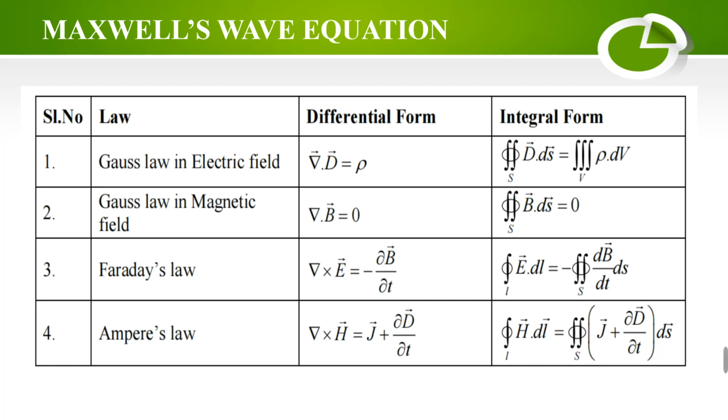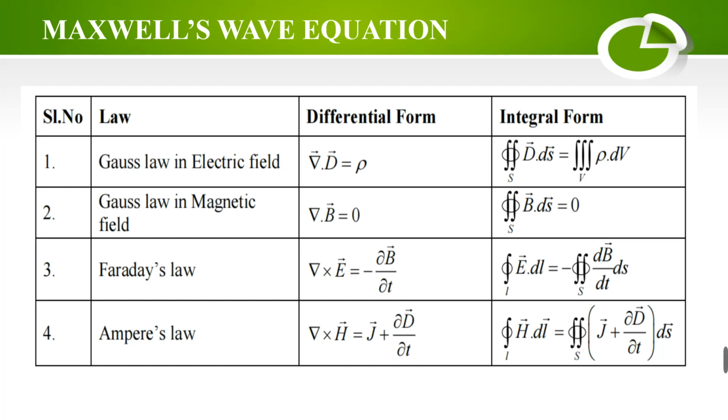We have studied Maxwell's four equations. The first is Gauss's law in terms of the electric field. From Gauss's law, we have derived Maxwell's equation: del dot D is equal to rho. This is the differential form, and we also have another form called the integral form. But mostly we will be using the differential form for deriving the electromagnetic wave equation.